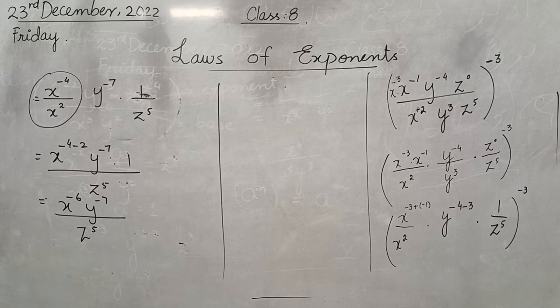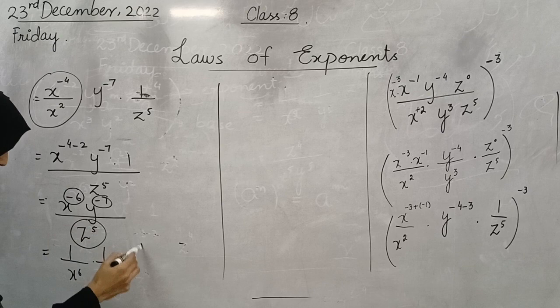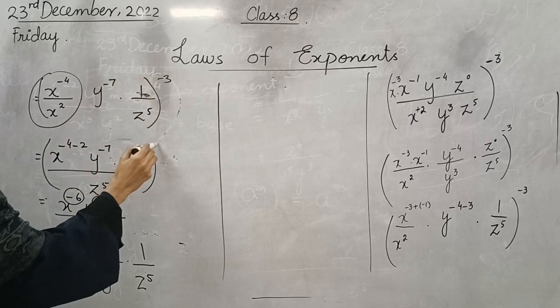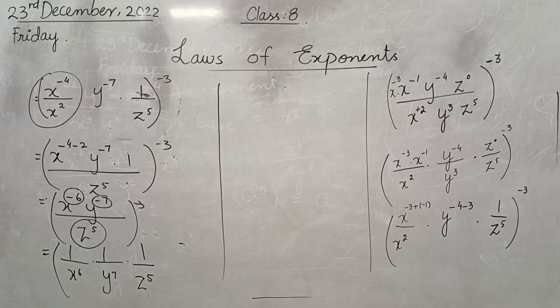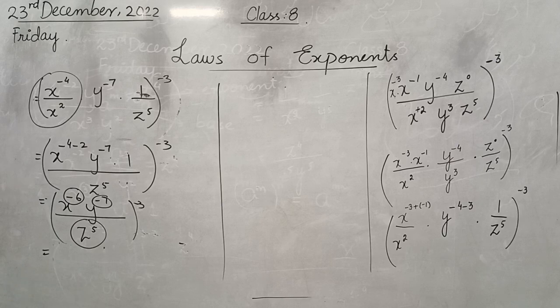Good. We will take the reciprocal. So when we take reciprocal, this minus 6 will change into positive 6. This minus 7 will change into positive 7. And this z raised to power 5 will remain same. Sorry, we have raised to power minus 3 also. Minus 3. Okay. So before taking reciprocal, there will be one more step. Multiply this minus 3 with each exponent.